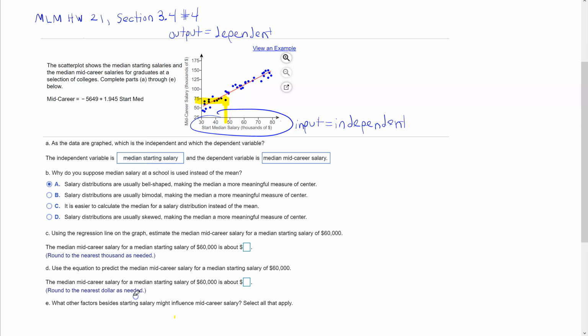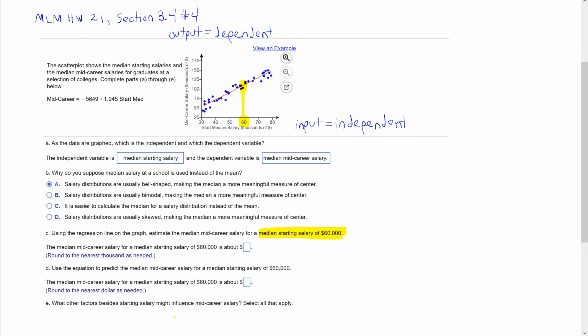Okay, now let's jump down here to some questions about reading the scatter plot. So C is asking us to use the regression line on the graph to estimate the median mid-career salary for the median starting salary of $60,000. Okay, I had to read that twice. So we know the median starting salary is $60,000. So I come up here and I can see these dots in that range have median starting salaries close to $60,000. And we're supposed to find a median mid-career salary. And we're going to use the regression line.